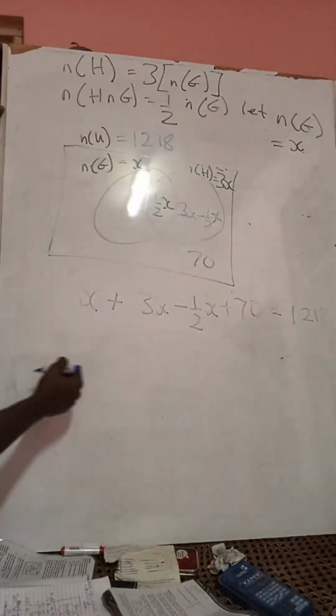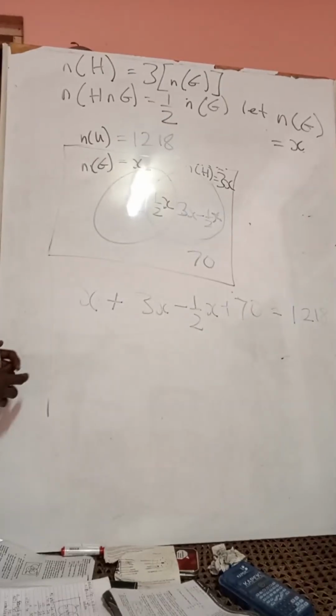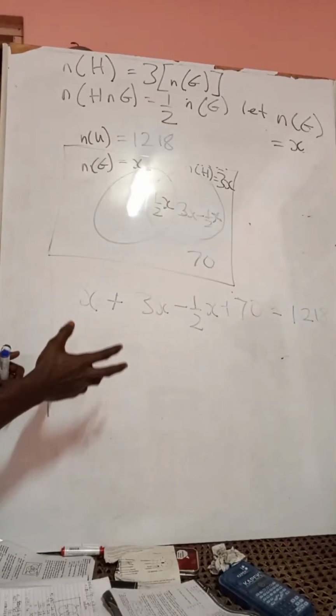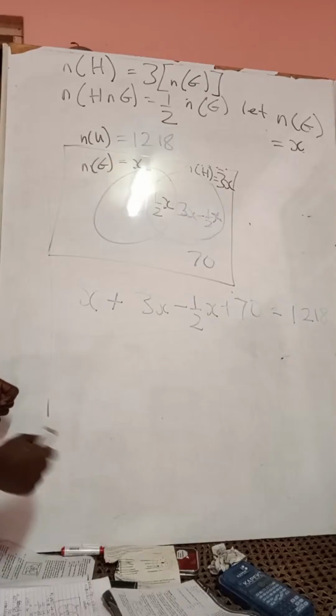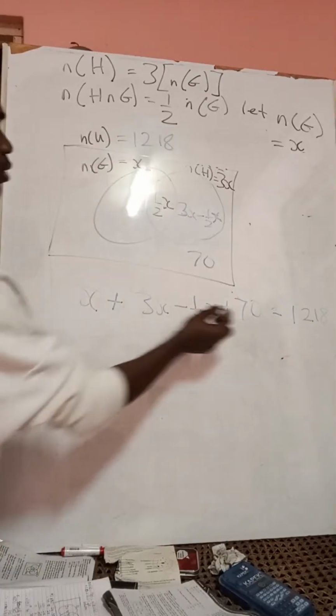1218. Is it clear? 1218, what more do you want me to show? Don't be afraid of big numbers. You have a calculator. So this one will come here.